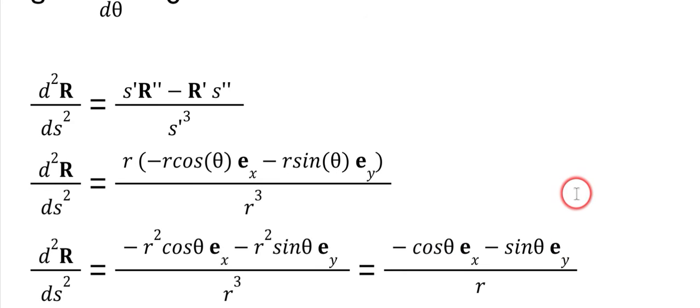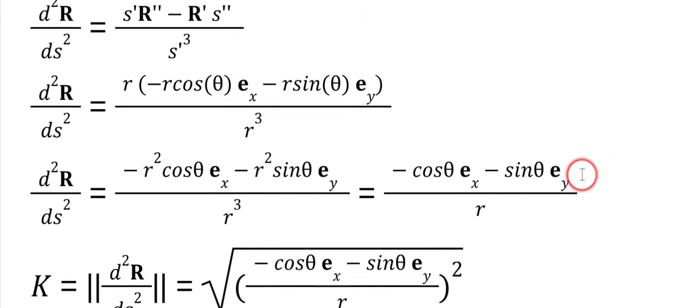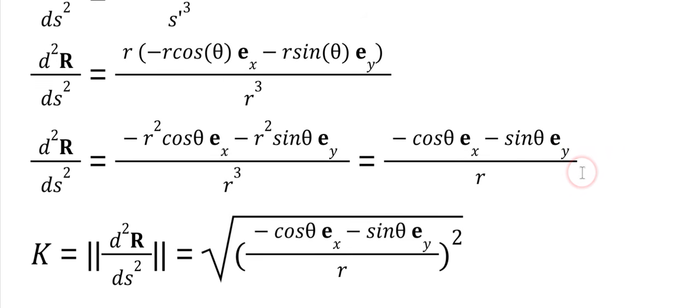Now, the curvature is defined as the magnitude of this vector. Now, this is a vector, right? You see here, it's got basis vectors. So this is a vector. So the curvature is defined as the magnitude of that vector. Well, how do we find the magnitude of any vector? Well, we multiply it by itself and take the square root. So that's what we're going to do here.